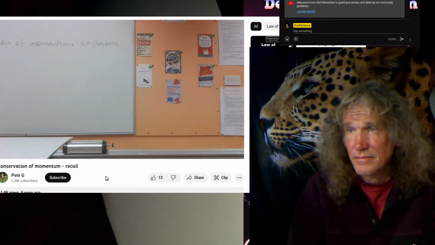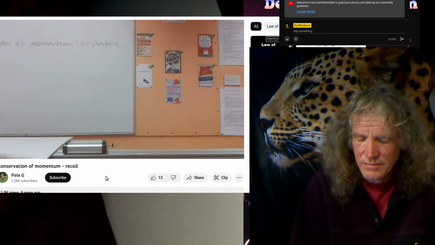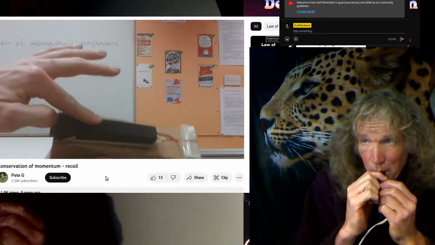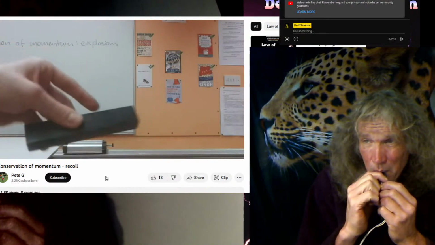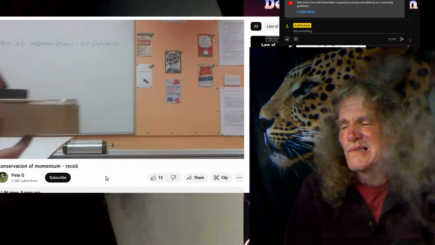The other component is a gun I've just made out of an elastic band on a piece of wood, and the thing it's going to shoot is a weight, which is quite heavy.